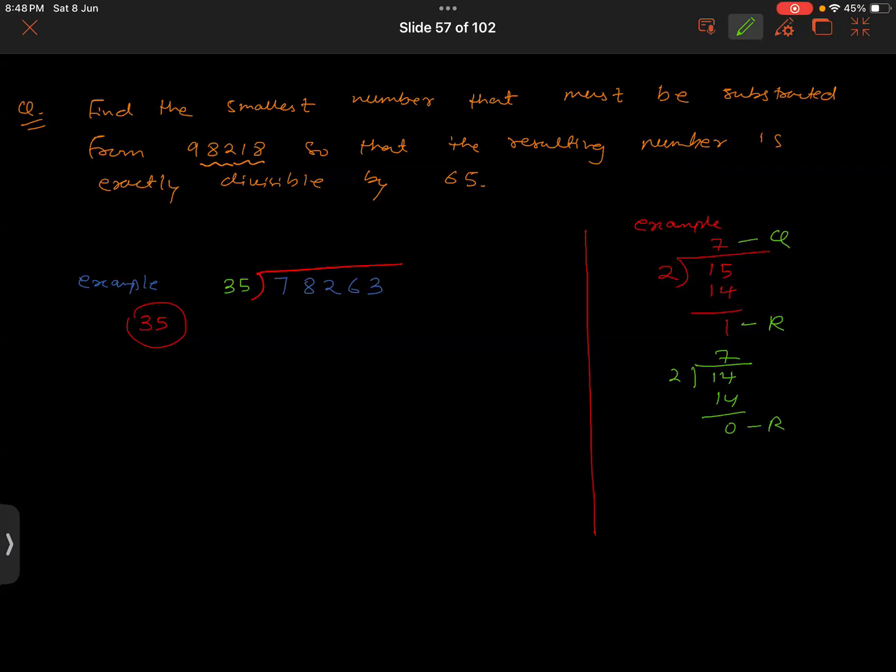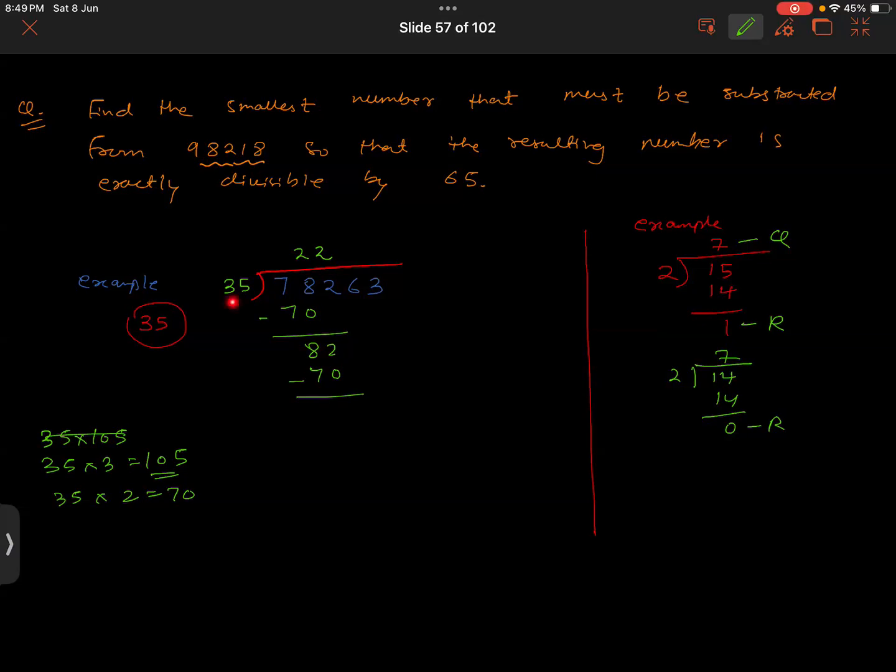I can't look at the chat section today. 35 2s are 70. Then 8 will be brought down. Again, 35 2s are 70, because 35 3s are 105. That's why you can't take it. So you have to go with 35 2s are 70 only, because you have to take a number either smaller than or equal to 82 right now. Okay.